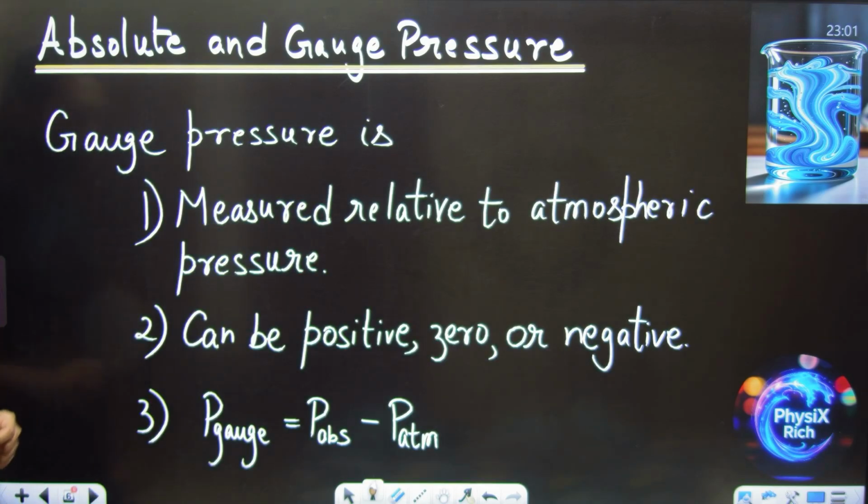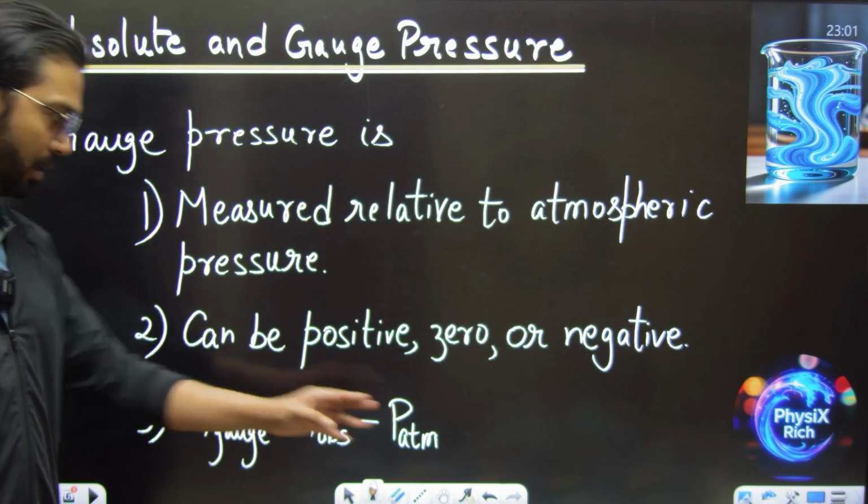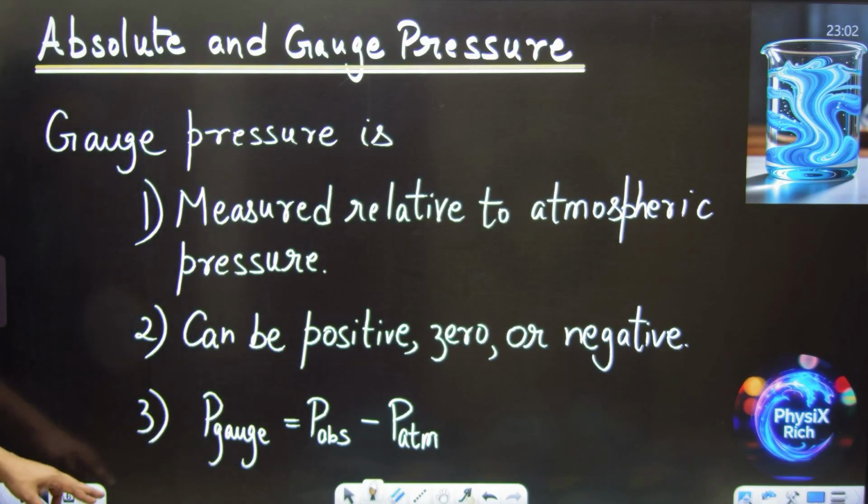Now we speak of gauge pressure. Gauge pressure is measured relative to the atmospheric pressure. It can be positive, it can be zero, or it can be negative. Gauge pressure is absolute pressure minus the PATM.